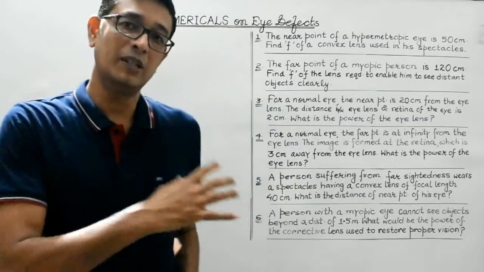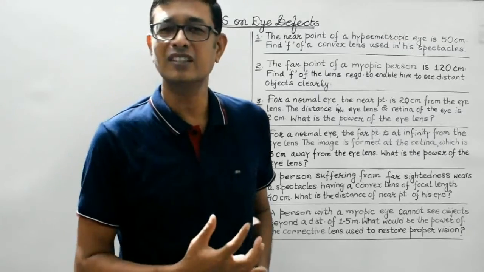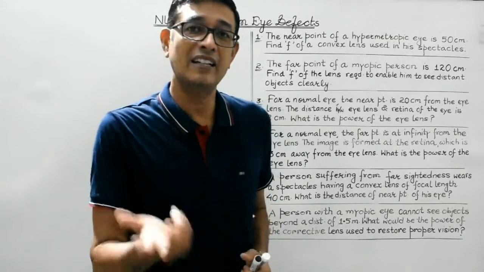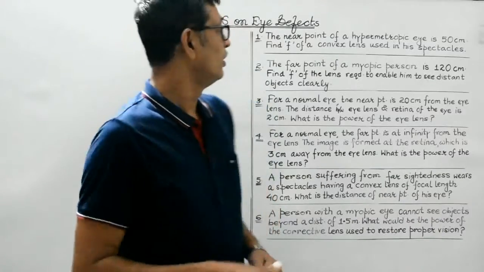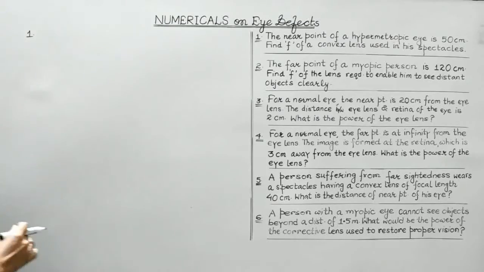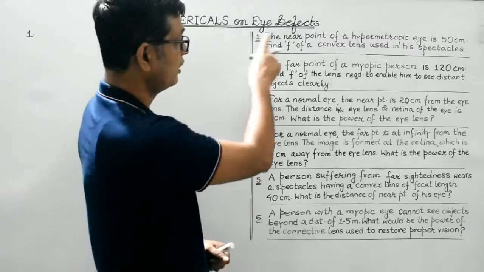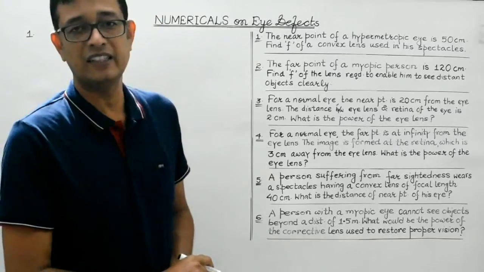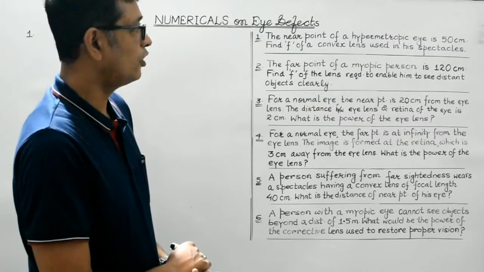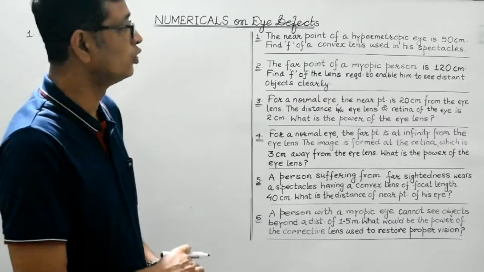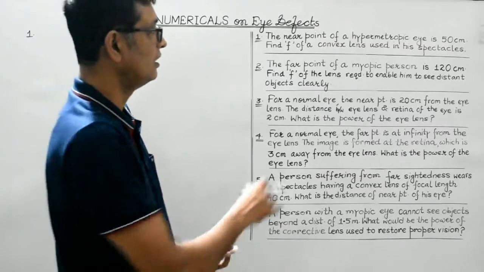And in this particular episode, we are going to discuss some additional numericals based on the human eye and its defects. Right? So let's start with the first question. I'll read out the question for you. The near point of a hypermetropic eye is 50 cm. Find the focal length of a convex lens actually used in his spectacles.